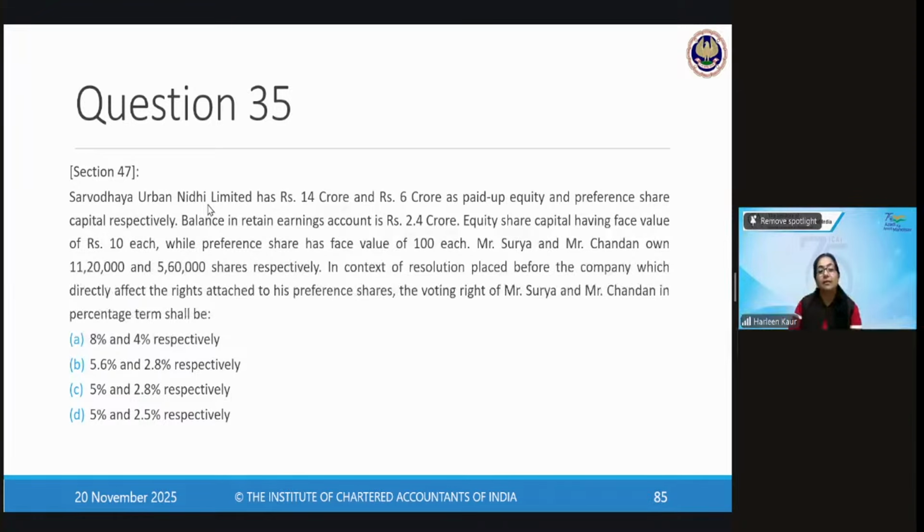Sarvodhya Urban Nidhi Limited has 14 crore and 6 crore as paid up equity and preference share capital. The balance in retained earnings is 2.4 crore. Equity share capital has a face value of rupees 10 each, while preference has a face value of 100. Surya and Chandan own 11,20,000 and 5,60,000 shares. In the context of resolutions placed before the company which directly affect the rights related to preference shares, the voting right of Surya and Chandan in percentage terms may be, just calculate the percentages and let me know what should be the correct answer.